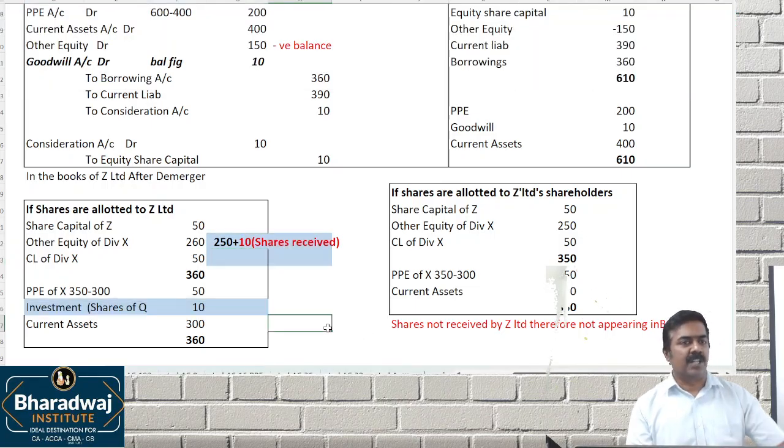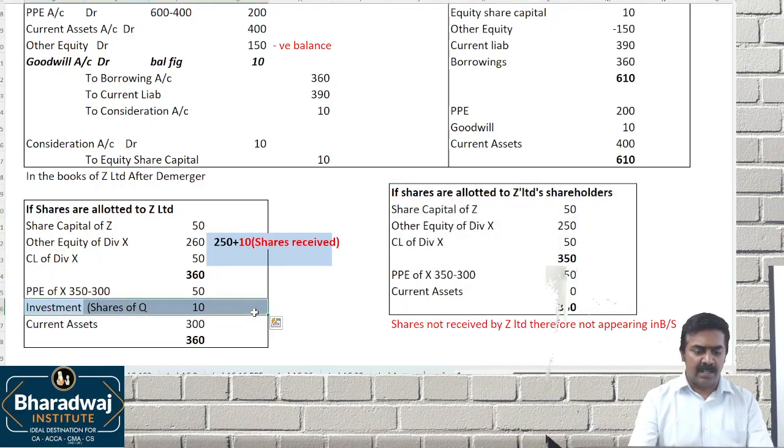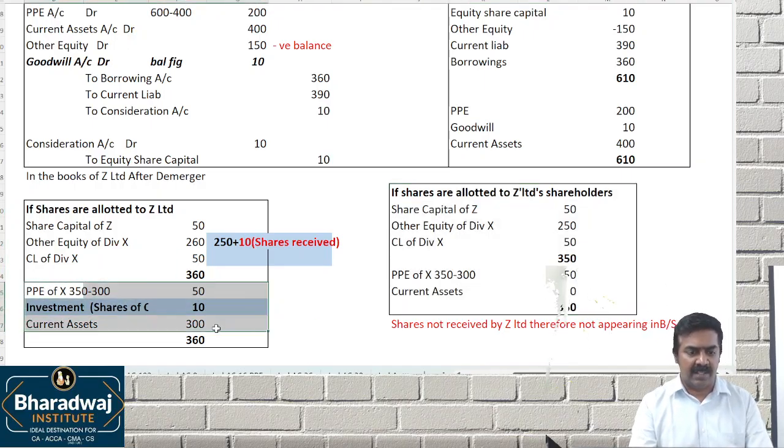Very simple. If the shareholders are given the shares, it will not come in our books. It will not be an asset of us. It will be the asset of which one? Shareholders. If shares are allotted to us, it will be appearing as what? Asset. It will be appearing as asset.